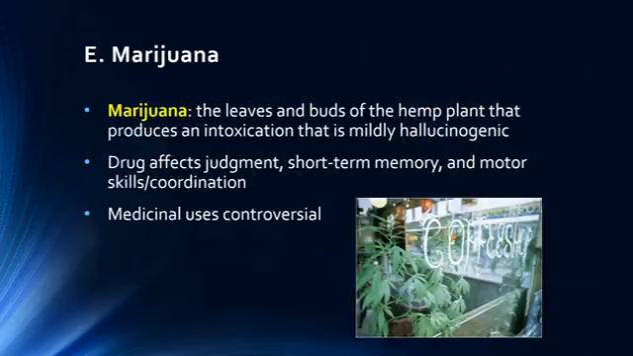Finally, marijuana, the leaves and buds of the hemp plant, produces an intoxication that is mildly hallucinogenic, which is, of course, cannabis. The active ingredient in marijuana is tetrahydrocannabinol, or THC. This affects some specific receptors in the brain that can cause pain relief, and so it can be used for some medicinal purposes. It affects judgment, short-term memory, and motor skills and coordination. Its medicinal uses are controversial, but it does seem to have some important uses.